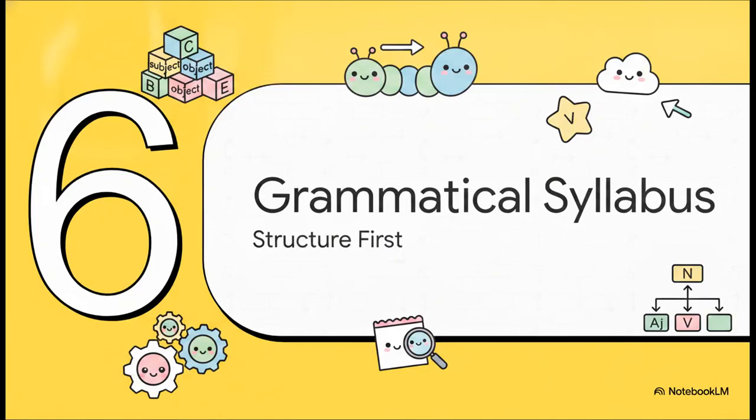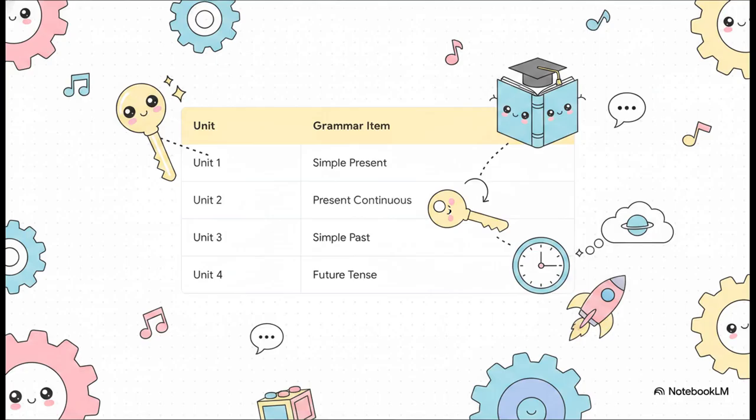Section 6, the grammatical syllabus. Structure first. This brings us to the alternative model, which takes the completely opposite approach. Also known as the structural syllabus, this method organizes everything strictly around grammar rules in a predetermined linear sequence. Let's move on and see how this builds. This highly linear, structured progression is likely super familiar to anyone who has endured the trauma of a traditional high school language class and its endless verb tables.